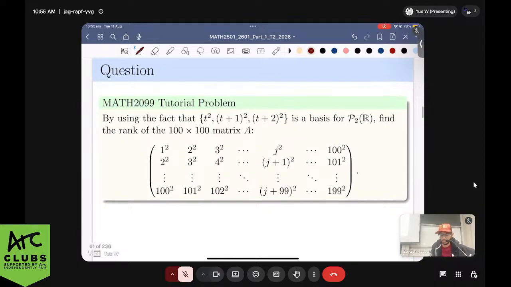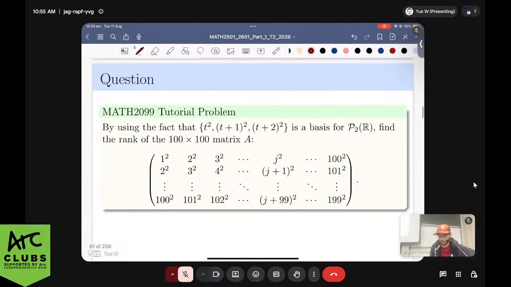I would expect this to be a bit scaffolded if we got something like this, but let's just go through it. So how on earth is this even related? You have P2 of R, which is the set of all polynomials of degree at most 2, so quadratic polynomials and lower versions. How is that even related to the rank of a matrix?